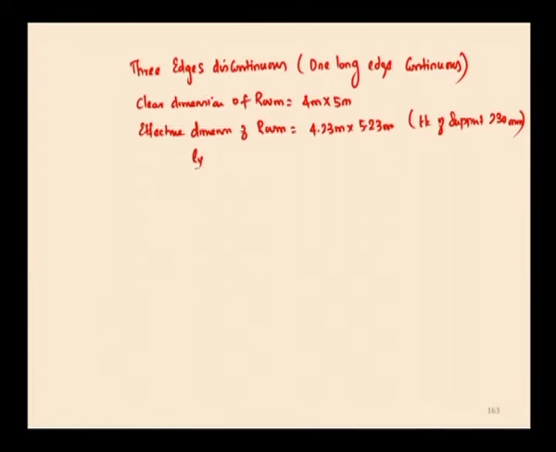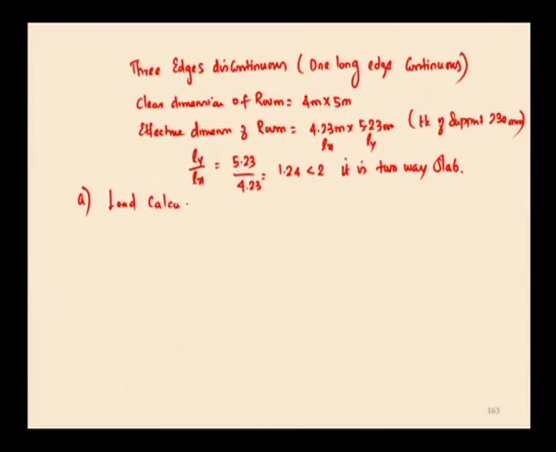So, here Ly by Lx. This is Ly and this is Lx, that is 5.23 by 4.23, which is equal to 1.24, which is less than 2. It confirms it is a two-way slab. Now, we need to first calculate the load acting on the slab. First step is load calculations.